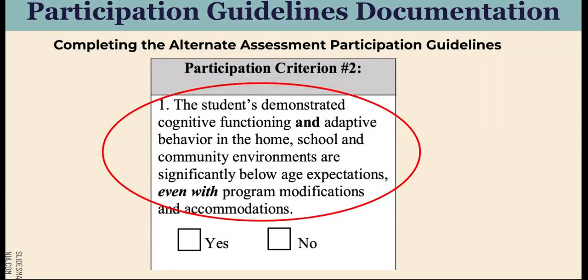So let's think about participation criteria number 2. Does the student have a deficit in both their cognitive functioning and adaptive behavior? Notice that it says in the home, school, and community. That's important because it means that their disability impacts all aspects of their life. For example, if a student has poor hygiene and self-care habits, it impacts them at home, where most self-care, such as bathing and brushing your teeth and hair, occur. It could cause difficulties with making and maintaining friendships and social interactions with peers at school. It could even prevent them from getting a job in the community.